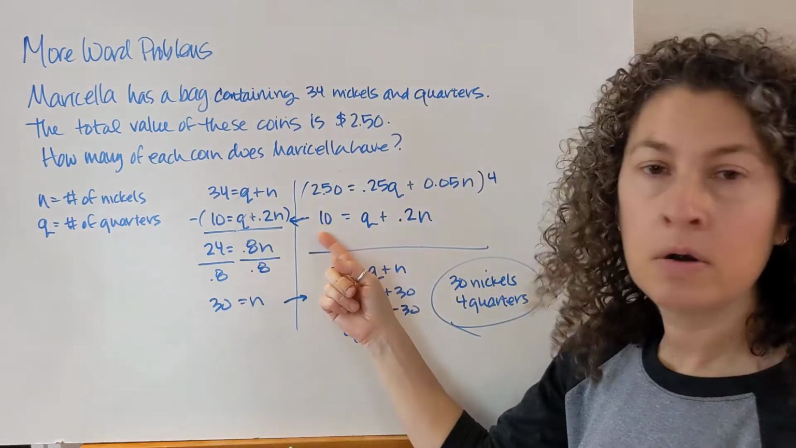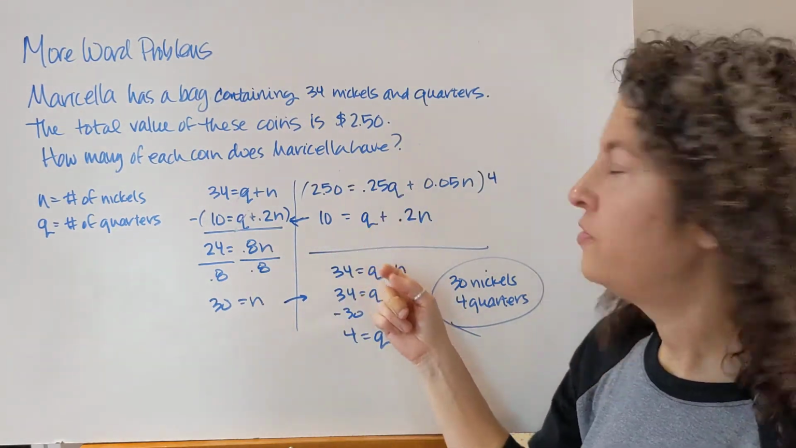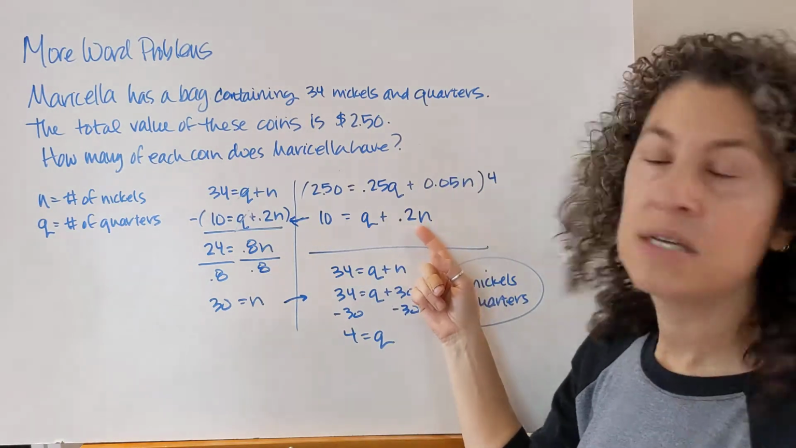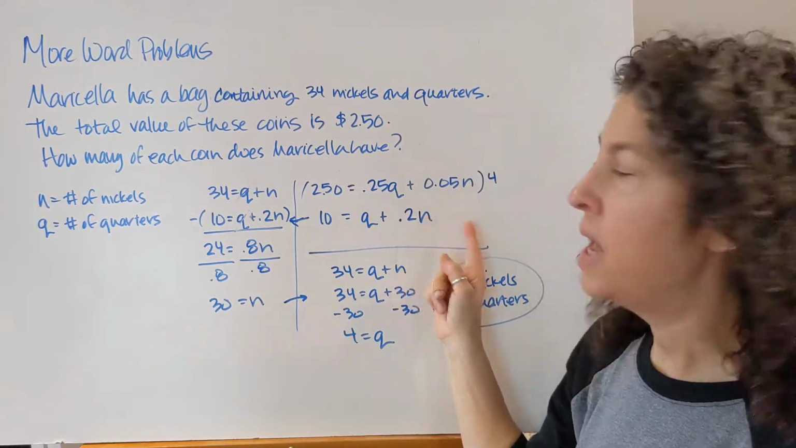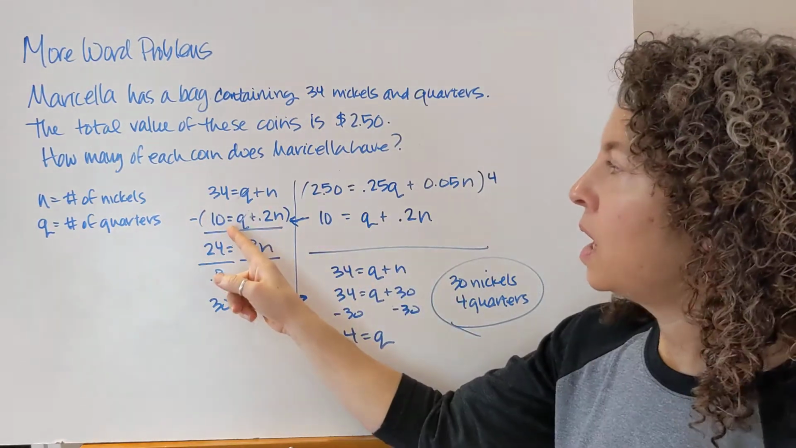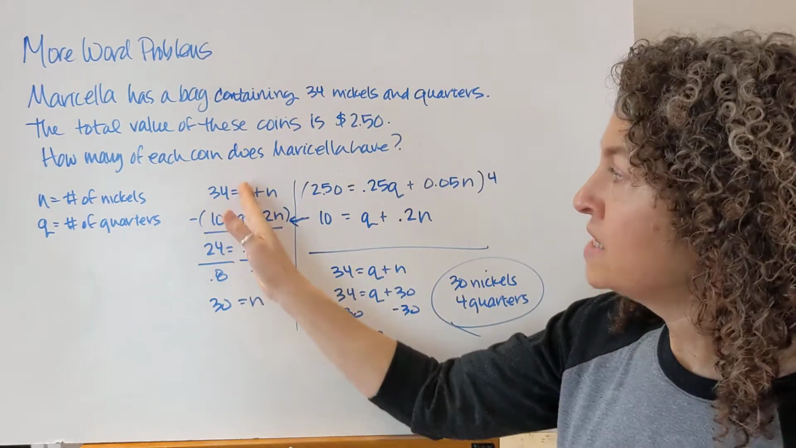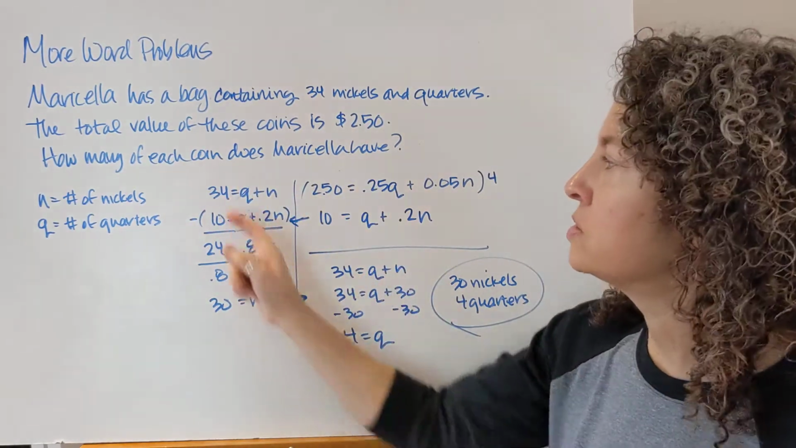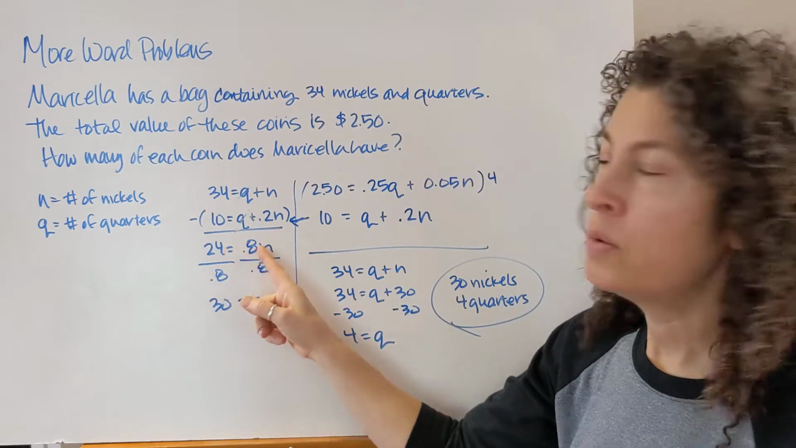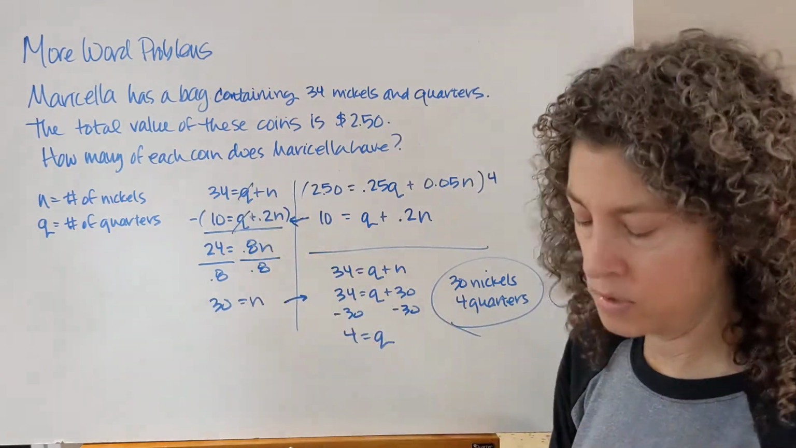So 2.50 times 4 gives me 10, 0.25Q times 4 gives me Q, and 0.05N times 4 gives me 0.2N. So here's the new version, my equivalent equation. I'm going to line that up underneath my first equation. Since I have the same coefficient, I'm going to subtract. So I end up with 24 equals 0.8N. Again, my Q's canceled out here. That was the whole point.